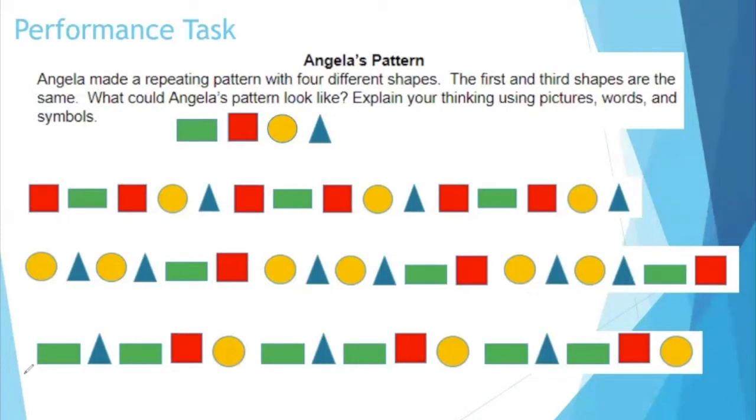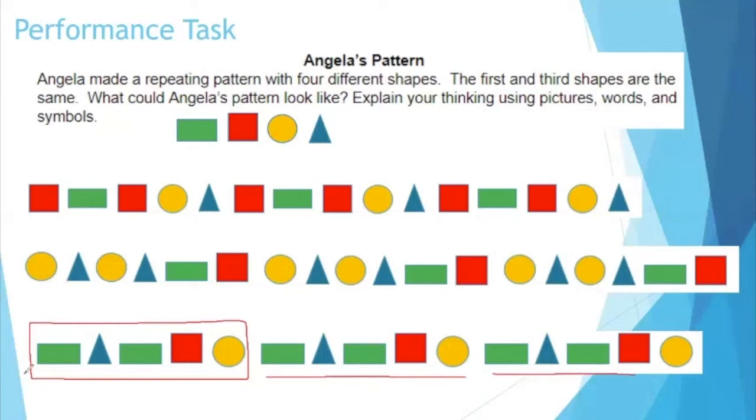So let's see. Rectangle, triangle, rectangle, that's my first 3. Square, circle. Oh, I think I found my core, because here it is again. Rectangle, triangle, rectangle, square, circle. And then it repeats. Rectangle, triangle, rectangle, square, circle.